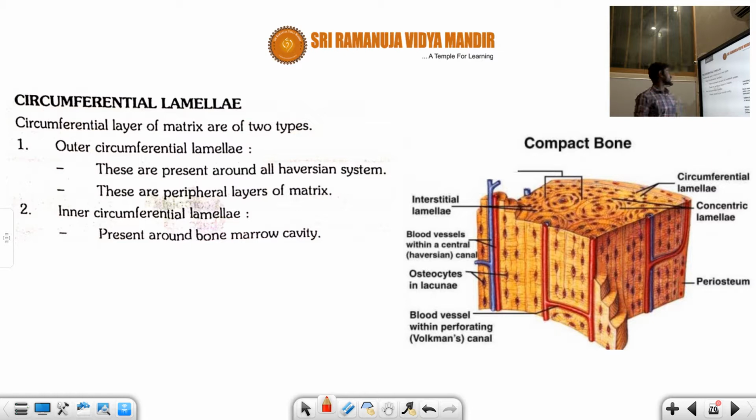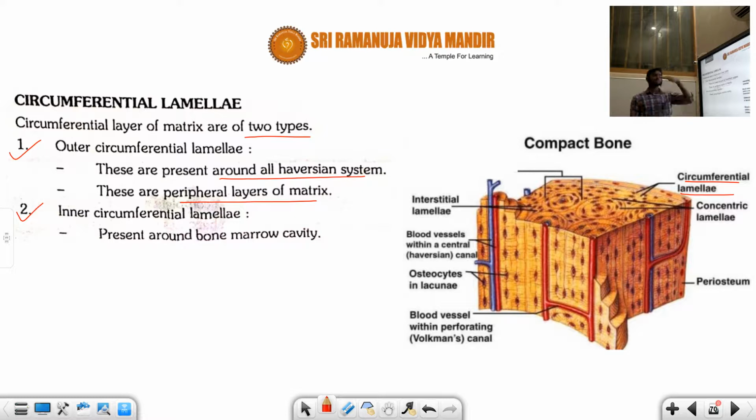The next one is the circumferential lamellae. Where is the circumferential lamellae in this diagram? You can see this is the circumferential lamellae. What does it mean? Circumferential lamellae are of two types. What are they? The first one is outer and the second is inner. Outer circumferential lamellae are present around all the Haversian systems. These are the peripheral layer of the matrix.